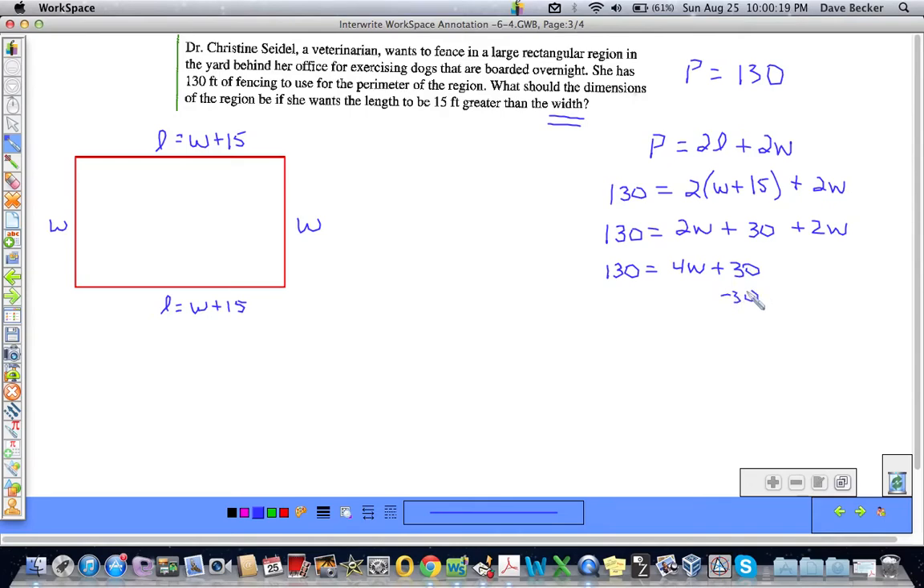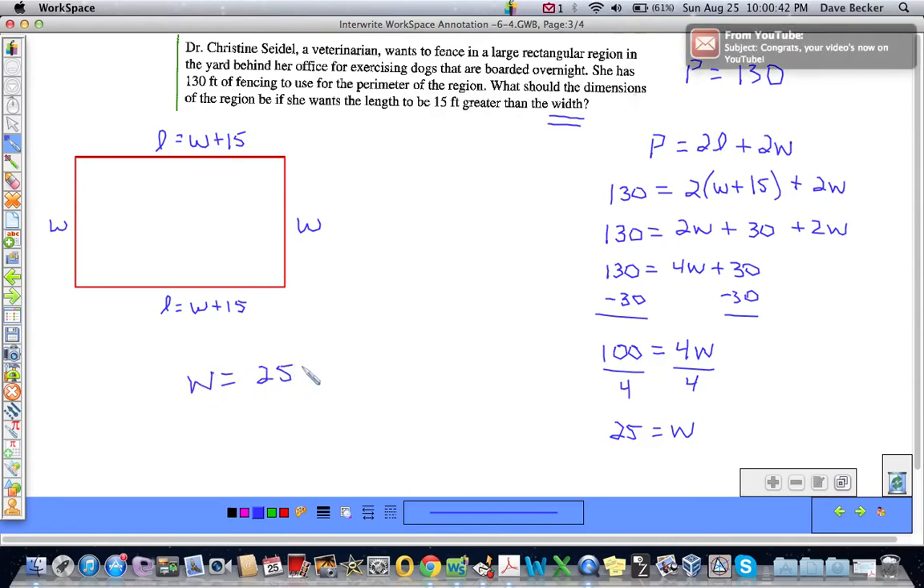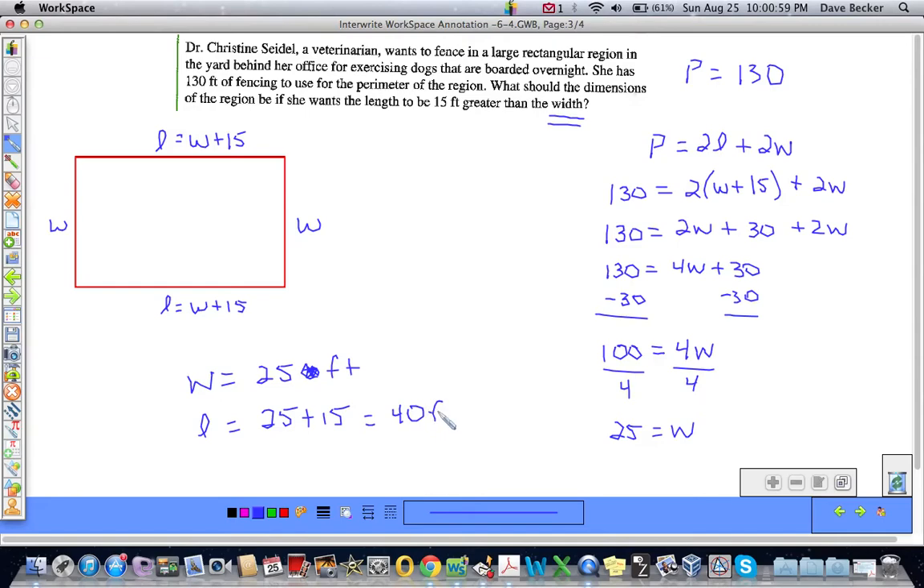I'm going to subtract 30 from both sides, and I'm going to get 100 equals 4W. I'm going to divide both sides by 4, and I get 25 equals W. So don't forget, they ask you for the dimensions. Well, the width is 25 feet, and the length is equal to W plus 15, so that's 25 plus 15, that's 40 feet, and we have given the dimensions.